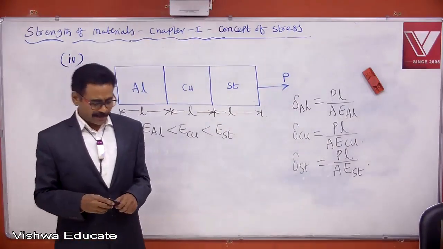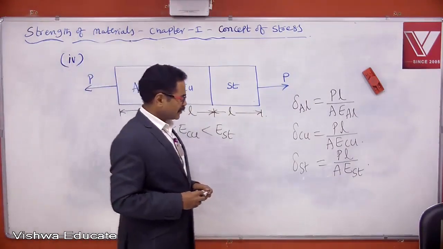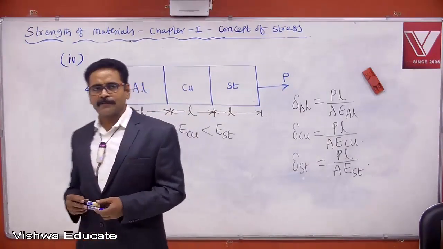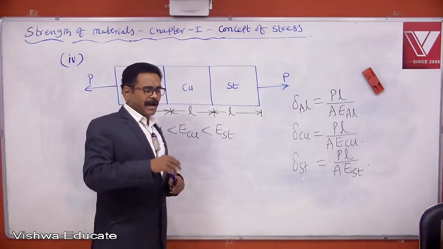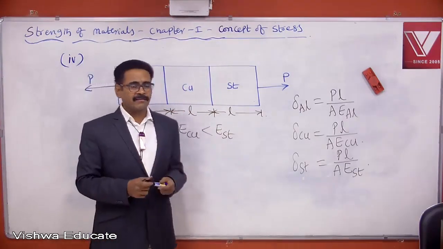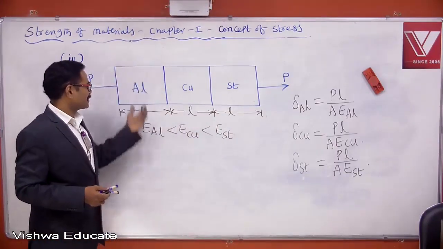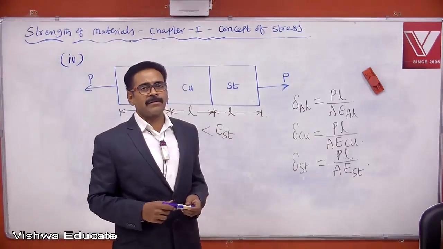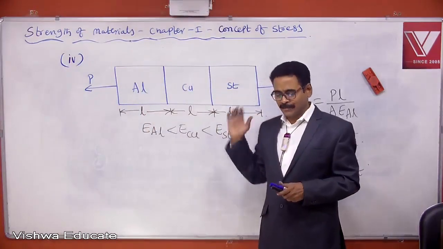Aluminium section carries highest deformation and highest strain. Strain is equal to deformation by length. Length of every section is same. Since deformation in aluminium section is highest, strain also will be highest. So aluminium section carries highest deformation and highest strain. So stress is same in all the three sections, but not strain.